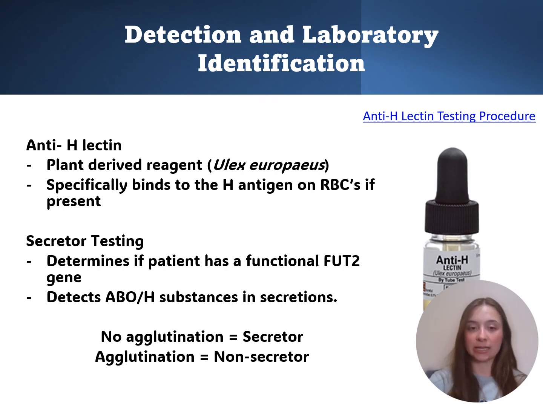The secretor testing determines if the patient has a functional FUT2 gene. It detects ABO or H substances in secretions. When collecting the saliva, it will need to be incubated in a boiling water bath for at least 10 minutes and centrifuged. The clear supernatant is what is used for testing. In Para-Bombay, there should be no agglutination in the saliva test. No agglutination means that they are a secretor, and agglutination means that they are a non-secretor.